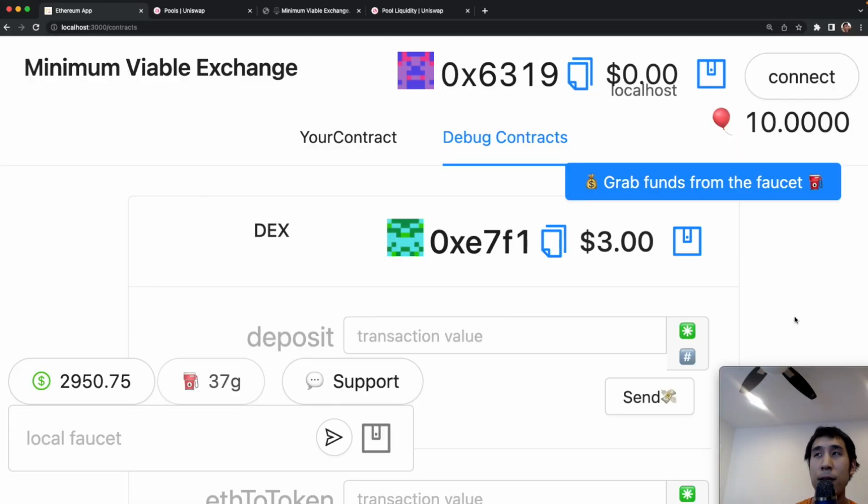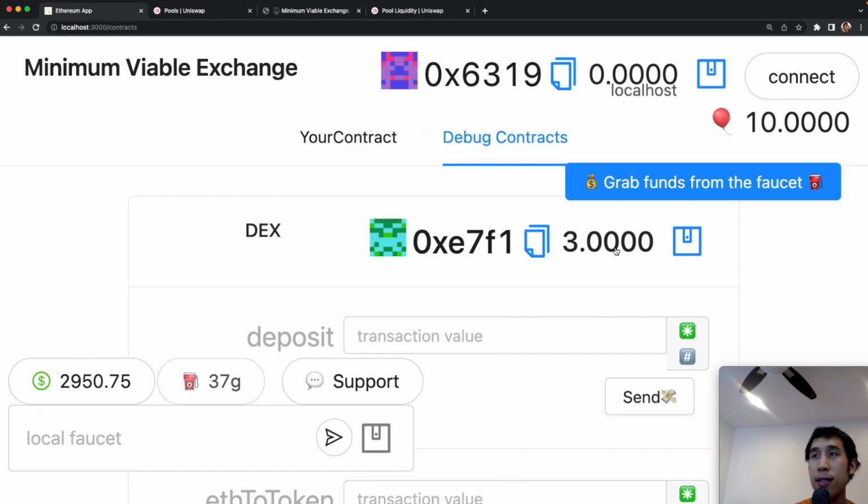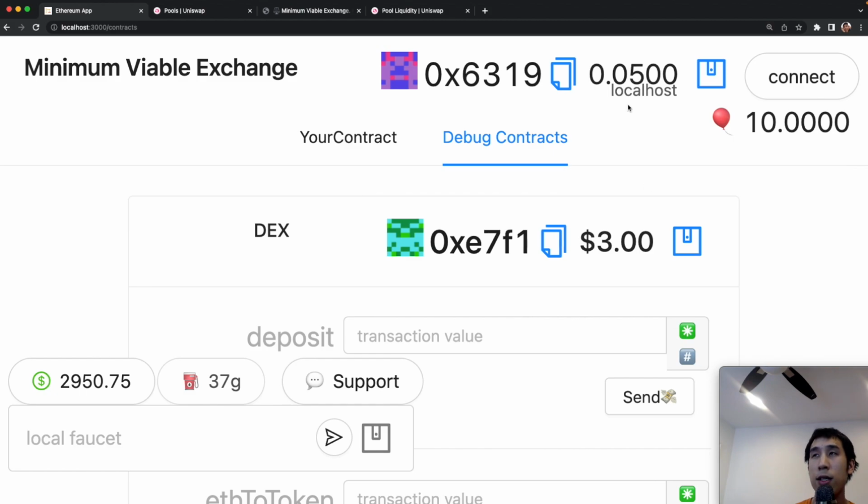I've redeployed the smart contracts and relaunched the React app. The balance in my account is currently 0 Ether and 10 balloons. The DEX has 3 Ether and 3 balloons. First, I'll get some Ether into my wallet. Now I have 0.05 Ether and 10 balloons.